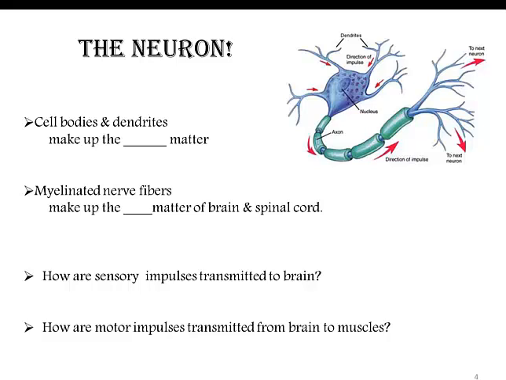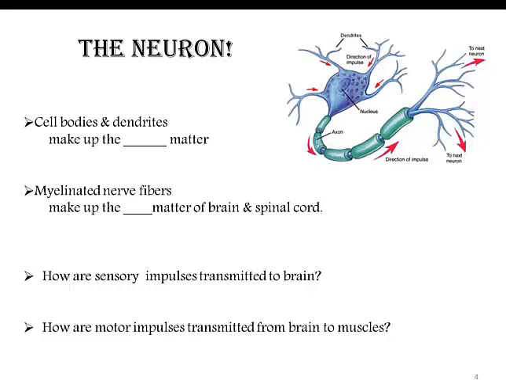The axon is covered with fatty sheaths called myelin. This helps increase the speed of conduction. Myelin is formed from the oligodendrocyte, which is a type of glial cell. Cell bodies and dendrites make up the gray matter. Myelinated nerve fibers, which are the axons, make up the white matter of the brain and spinal cord.